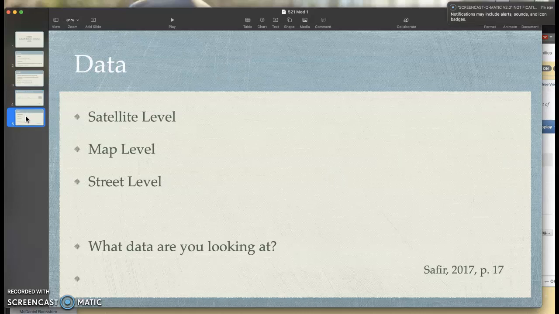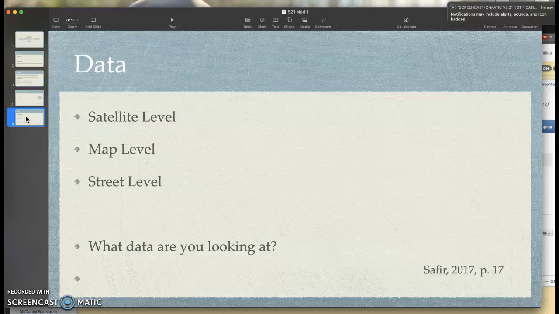One of the key things that Saphir is going to tell you to look at is how we look at data. And he describes three levels of data: the satellite data, the map, and the street level data. The satellite data is the big pieces of data that we can look at. Maybe that's our PSAT scores or our state assessment scores. The map level data will be again, larger chunks of data or larger sources of data. This could be your unit assessment. It could be an end of course assessment. These two help us identify the issues and identify where we have concerns.